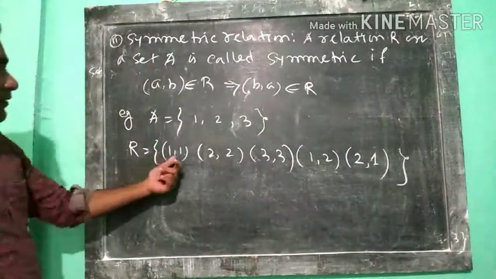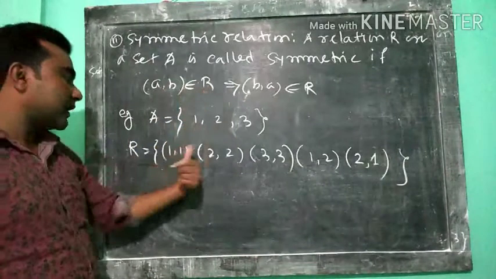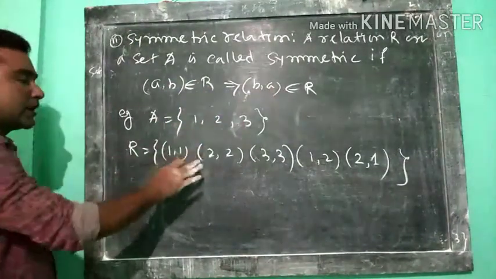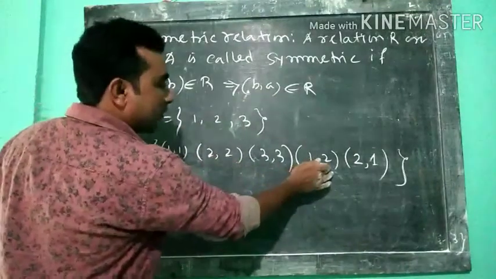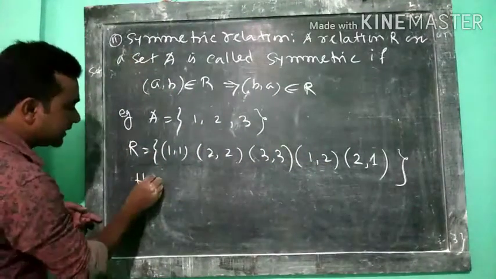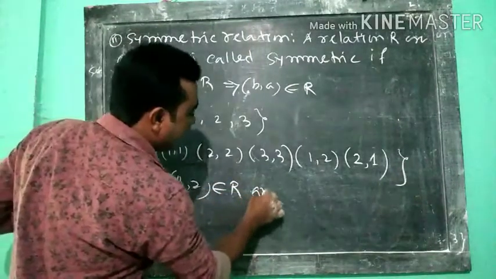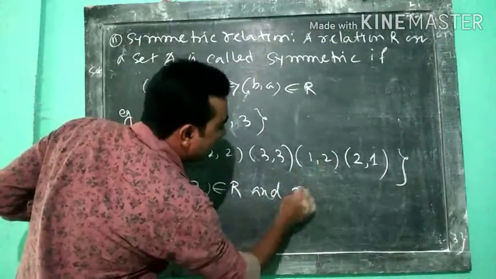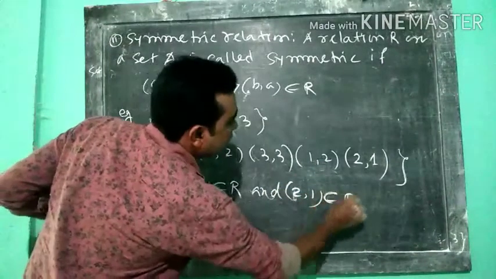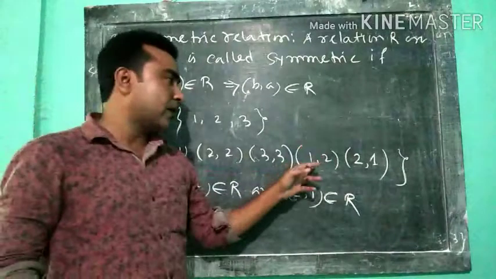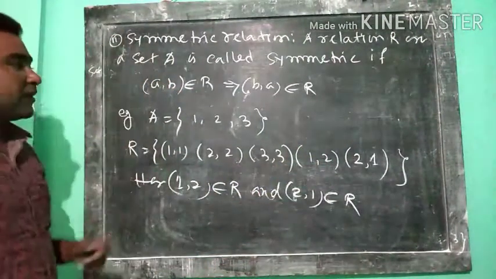Here (1, 1) belongs to R, and if we reverse it, (b, a), it is the same. Similarly (2, 2) is the same. Here (1, 2) belongs to R, and (2, 1) is also in R, so it is symmetric.